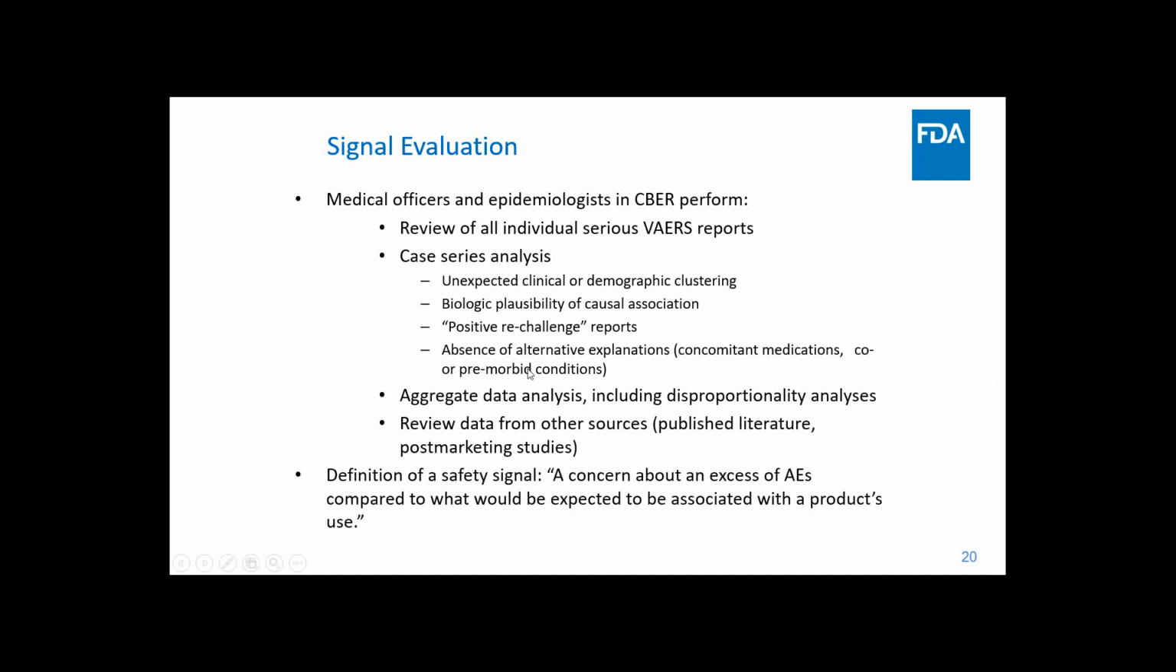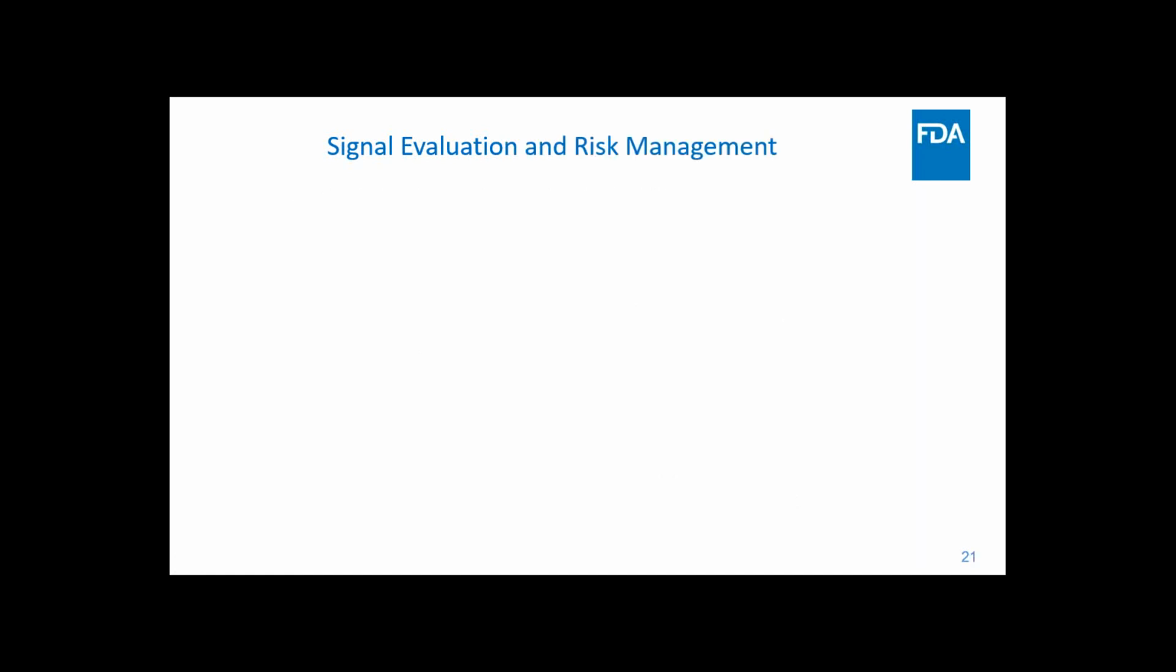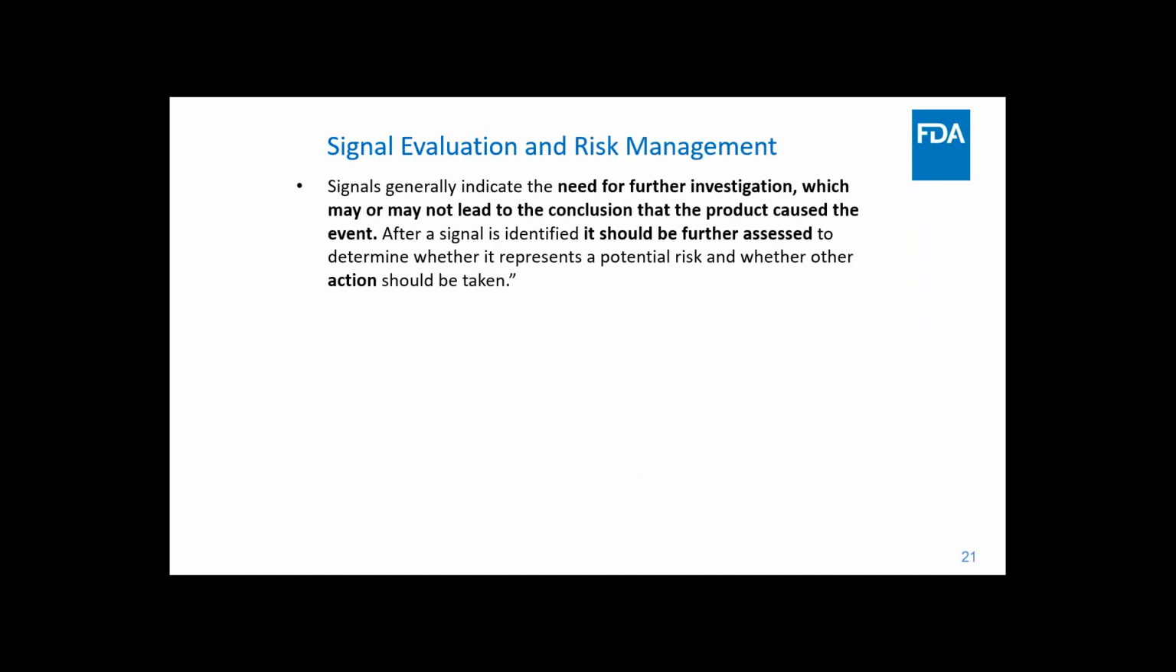As we evaluate this, I wanted to define what a safety signal is. It's a concern about an excess of adverse events compared to what we would expect to see with that product's use. Next slide. So, signals generally indicate the need for further evaluation, which may or may not lead to the conclusion that it's related to the product. After a signal is identified, it's further assessed to see whether there is a potential risk or whether any action is indicated. Next slide.